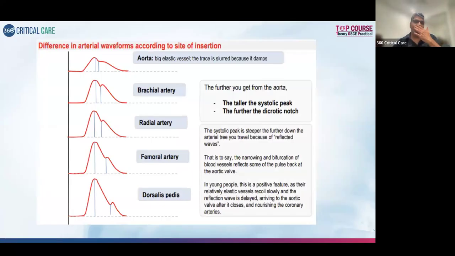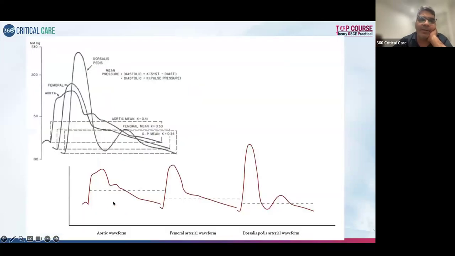Now, as I said, there is a difference in the waveform. As you go away from the aorta, the dicrotic notch starts to fall away. Initially in the aorta, it is very synchronous with the systolic peak, then it gradually goes down. In a peripheral artery like the dorsalis pedis, the dicrotic notch is very low. Same thing is shown here. This is the aortic waveform, this is a femoral waveform, and this is a dorsalis pedis waveform.